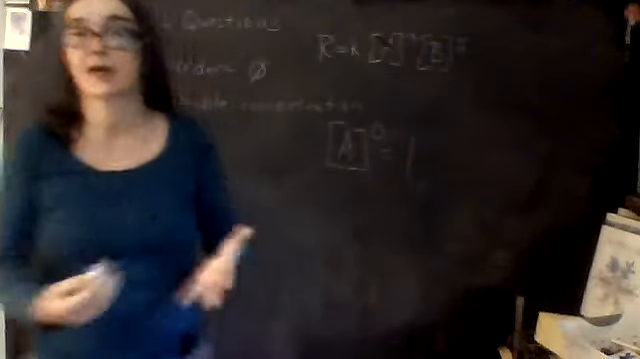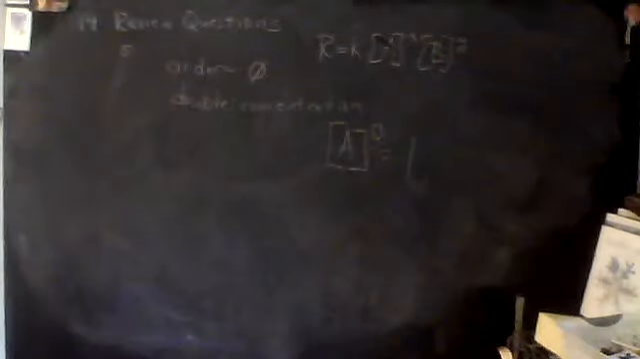Because remember, the equation is R equals K times the concentration of A to some power X times the concentration of B to some power Y. And if X is equal to 0, then this is just 1, and it doesn't matter what the concentration is. It's math, people. All right, number 6, please.